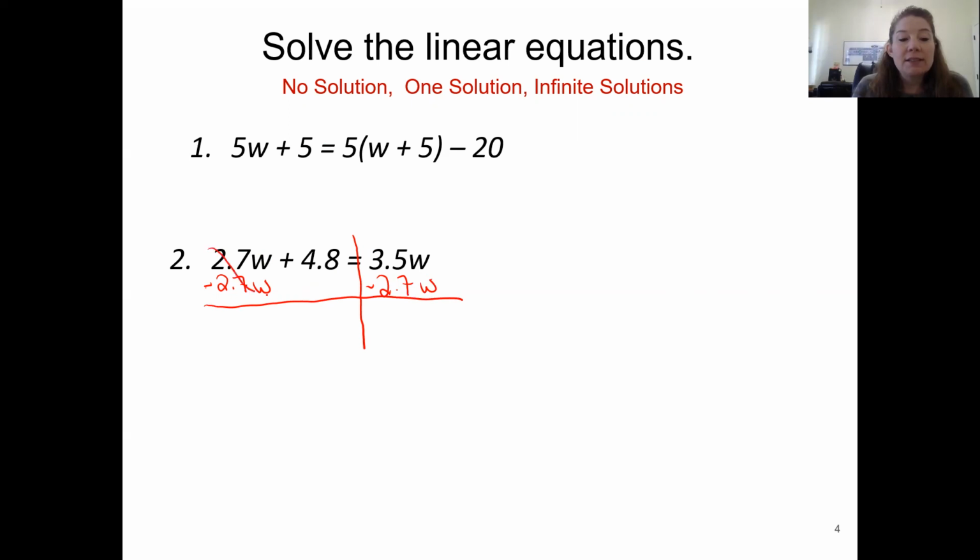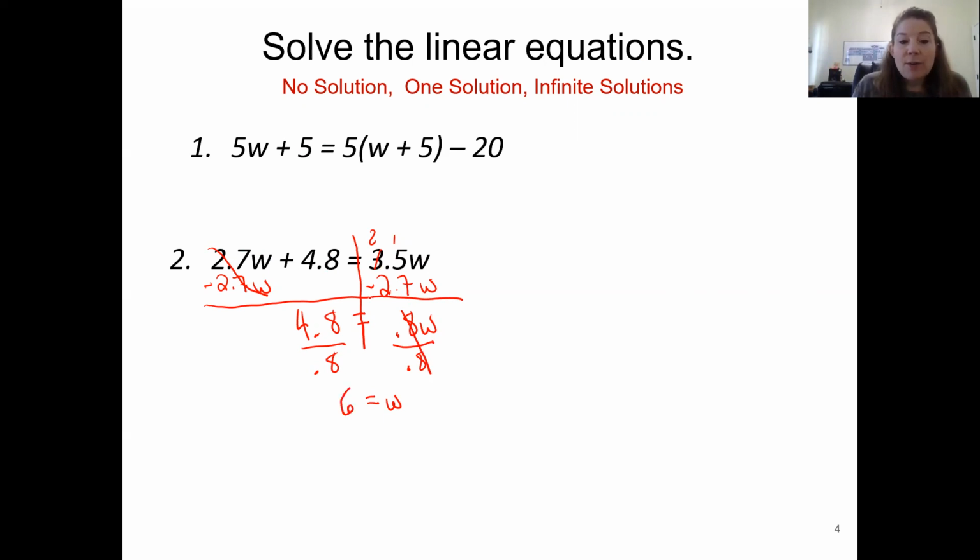So now that's gone. So I'll bring down my 4.8. And now I'm going to subtract, so 3.5 minus 2.7 is 0.8. So on the right side, I have 4.8 equals 0.8 times w. So I still want w by itself. So how do I get rid of times 0.8? I divide both sides of the equal sign by 0.8. I'm going to get rid of this, because that equals 1. 1 times w is w. And then I'm going to divide 4.8 divided by 0.8, and I get 6.